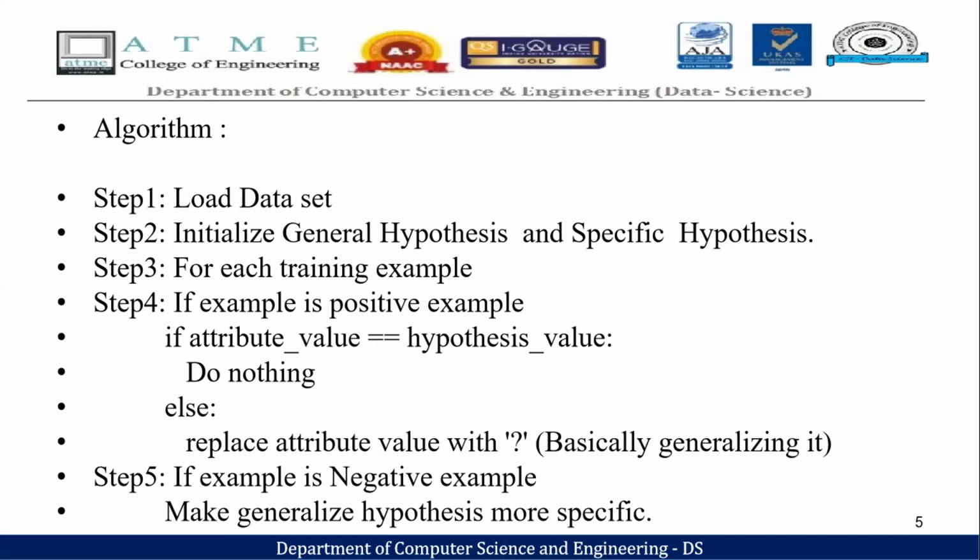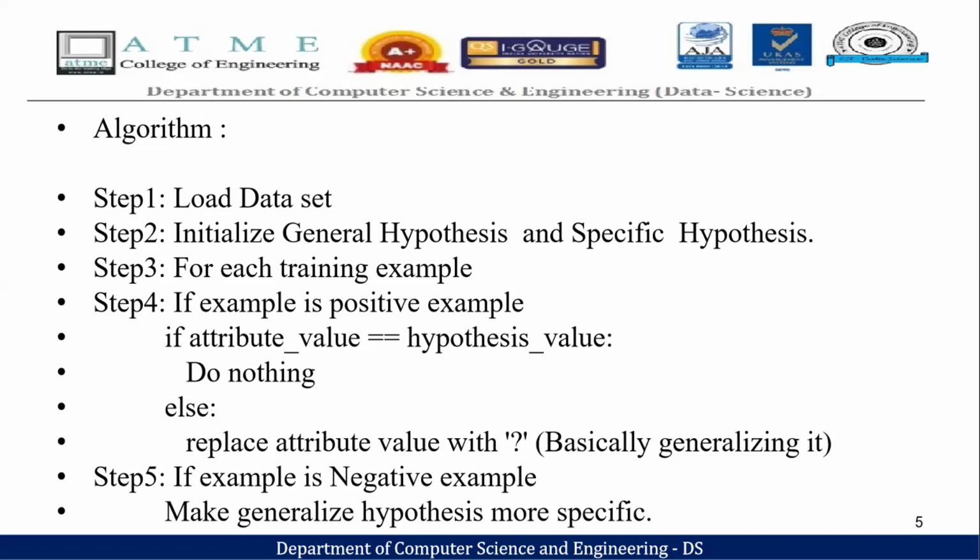If it is not same, you need to replace it with a question mark. You are making the specific hypothesis into general. If the example is negative, what should you do? You have made it general initially, and that has to become more specific. So the concept is very easy here.